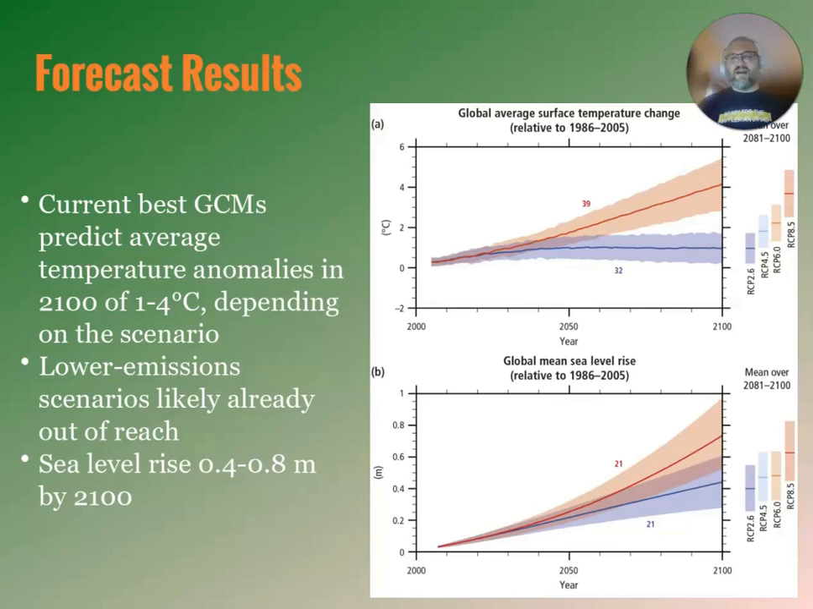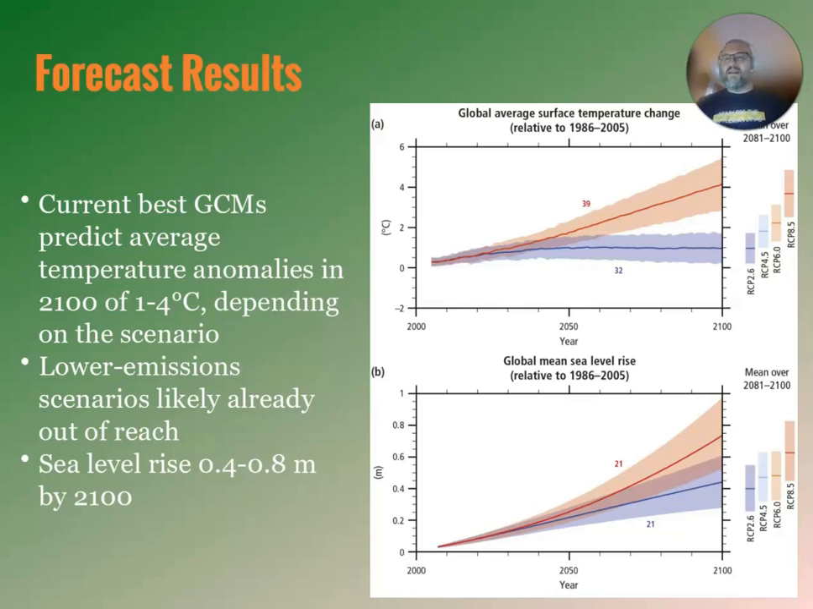So they took them off the graph to make it easier to see what's going on. So our current best models are predicting average temperature anomalies in 2100 of a range from about 1 to 4 degrees Celsius, depending on which scenario we're looking at. And the lower emissions scenarios that we see here are likely already out of reach.